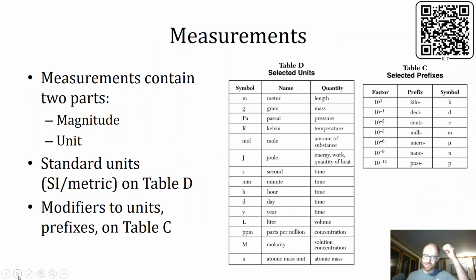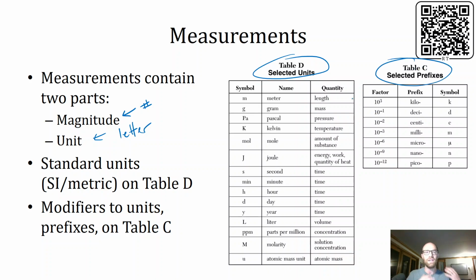So about measurements, every measurement needs to contain two parts. The first part's the magnitude, and that's the number portion, and then there's the unit, and that's the letter portion. Common units you're going to see here on Table D that we're going to use in this course: the symbol, the name, and what it measures. And then there will be modifiers to those units with numbers and prefixes found on Table C. That's what we're focusing on today.